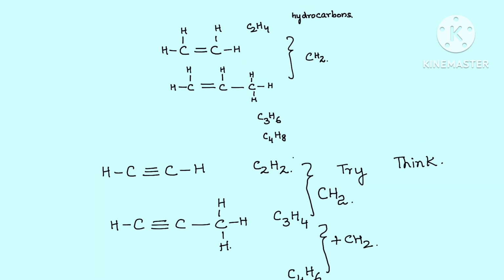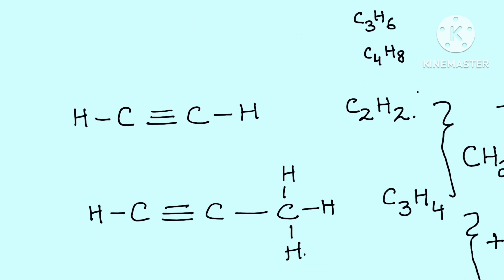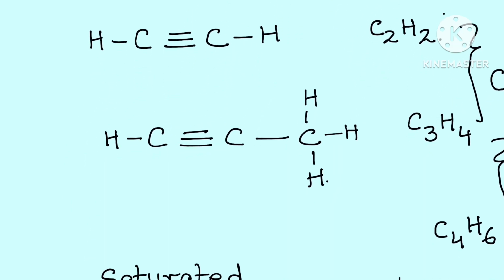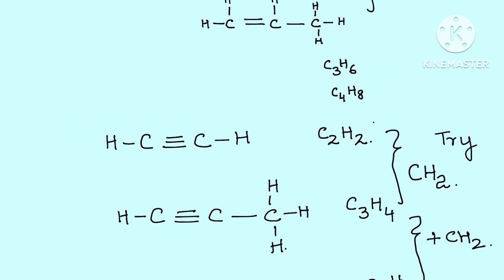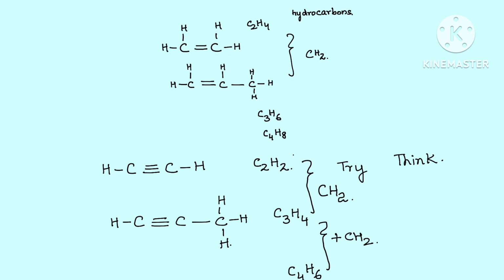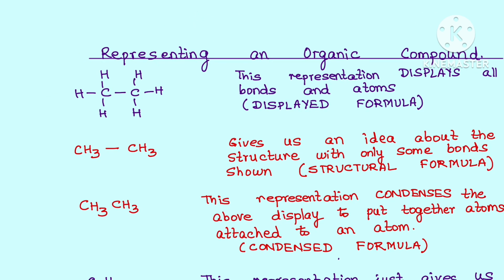If you recall all these structures that I had drawn while explaining to you saturated and unsaturated hydrocarbons, we have depicted the bonds wherever they are present. So if it's a triple bond, 3 dashes. If it's a double bond, then there will be 2 dashes here. Single bond, single dash. So all bonds are on display. Hence the name displayed formula.